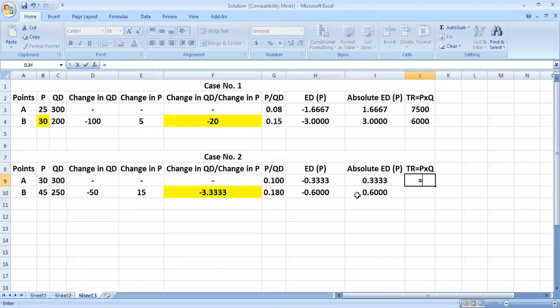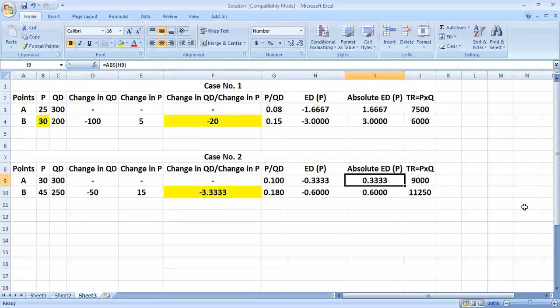Now let's find out total revenue. The price at point A is 30, multiplied by quantity at point A, which is 300. The revenue is 9,000. Let's multiply 45, which is the price at point B, with quantity demanded at point B, which is 250, and the answer is 11,250.